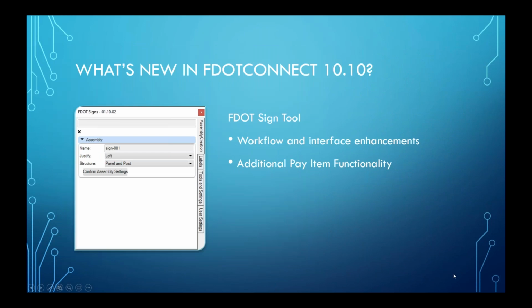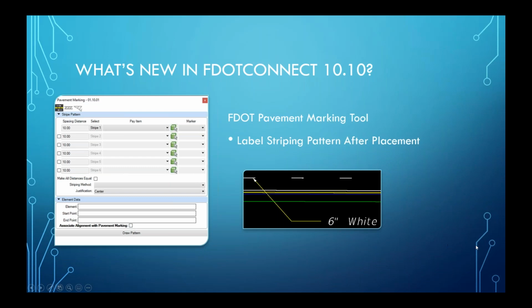The new FDOT Sign tool has been updated to include user interface and workflow enhancements, as well as the functionality to add additional pay item numbers to signposts, so it functions more like the FDOT Signals tool. The pavement marking tool has been enhanced to allow for striping patterns to be labeled after placement. There have also been some user interface updates to that as well.